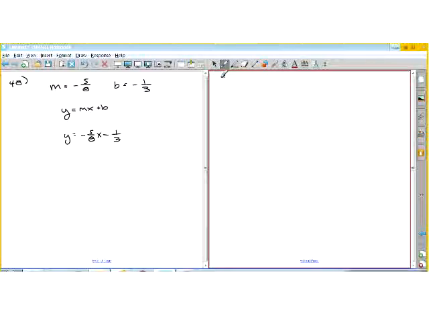Okay, we're going to skip over a few here. We'll go to 53. It says, write each equation in the slope-intercept form. Give the slope of the line, give the y-intercept. Once it's in the slope-intercept form, you just have to identify this as being the slope and this as being the y-intercept.